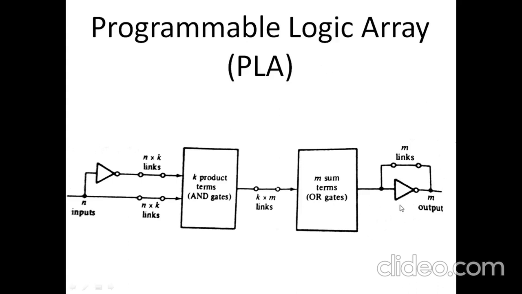Next, we have m outputs. If there are m Boolean functions, then we have m outputs. But every output is taken from the output of an OR gate, just like we did in the ROM. But the difference between PLA and ROM in this place is that the output that we take from every OR gate can be complemented if required. So there is an inverter and there is a bypass link through the fuse.